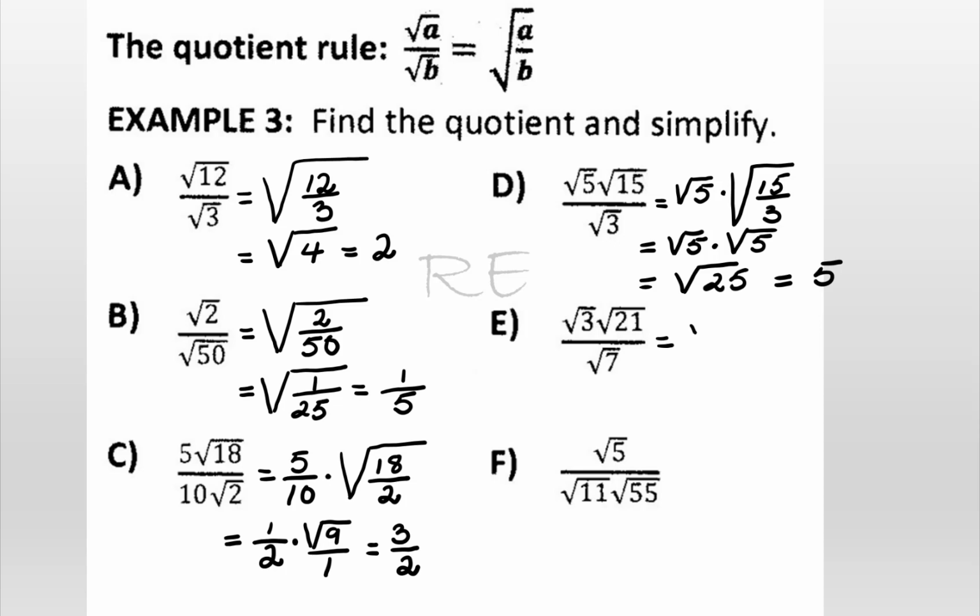Let's do the same thing for e. Square root of 3, we keep square root of 3. We put square root of 21 and square root of 7 together, knowing that 21 is 3 times 7. We cancel 7. Therefore, we're going to have square root of 3 times 21 divided by 7 will be 3. Square root of 9, which is 3.